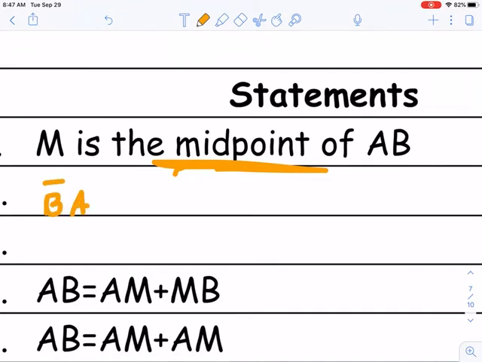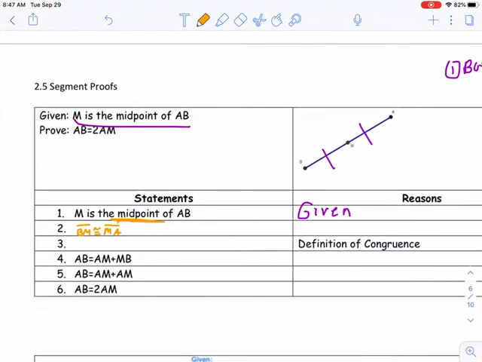BM is congruent to MA, and that's by definition of midpoint. And I purposely threw this in here because sometimes we can just immediately say equals. That's what a midpoint does, two equal parts.